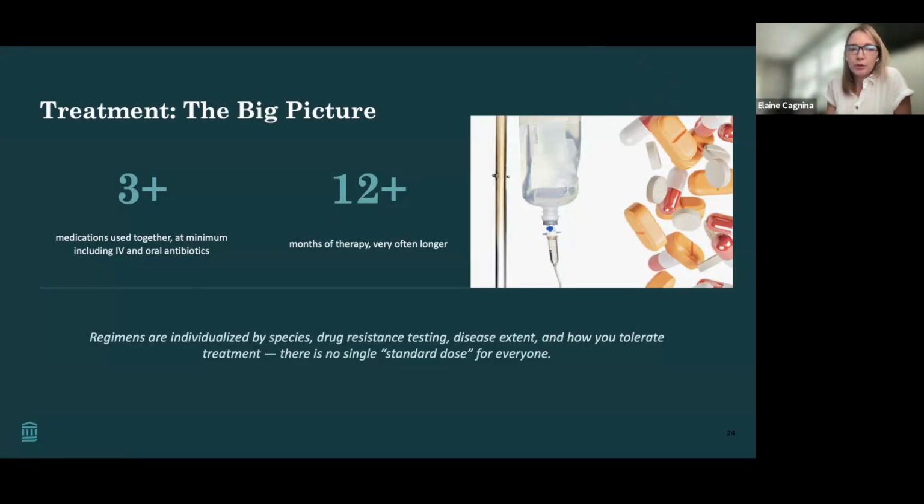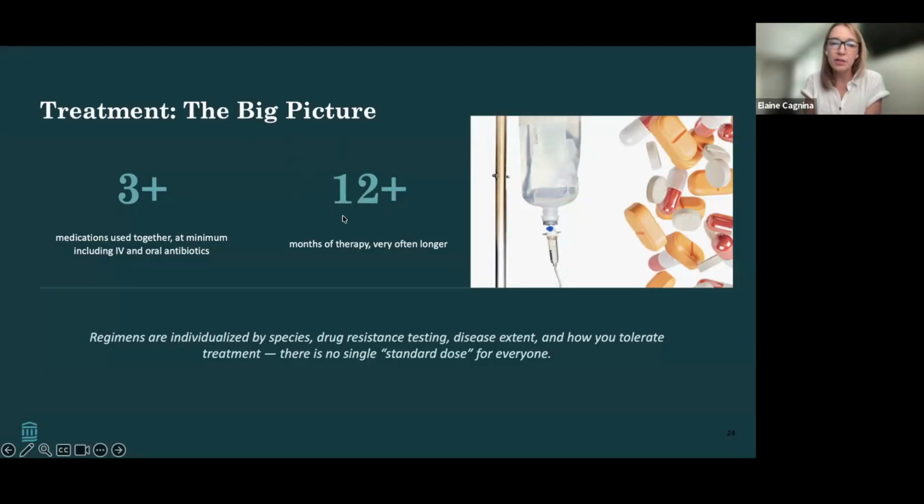including both IV and oral antibiotics. And it is at least 12 months of therapy, very often longer. 12 months is the absolute minimum, and that is if everything goes perfectly. I know people with abscesses who've been treated for 5 or 6 years. So this is a commitment. This is a long-term project to treat these organisms.